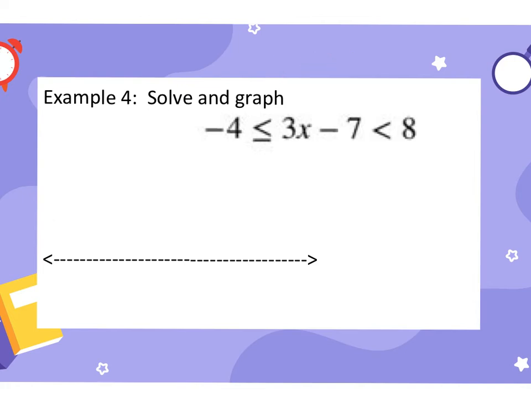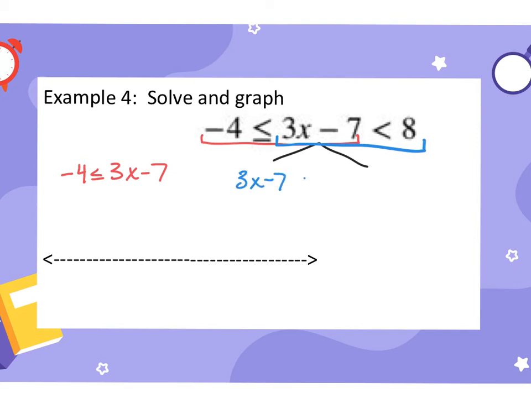Okay, so hopefully what you did here was you split this into two problems. The first problem being this right here: -4 is less than or equal to 3x minus 7. And then the next problem, everything after that first inequality to the end: 3x minus 7 is less than 8. And then hopefully you just solve these. Pretend that they're equations, right? They don't work any different. Add 7 on both sides. We end up with 3 is less than or equal to 3x.